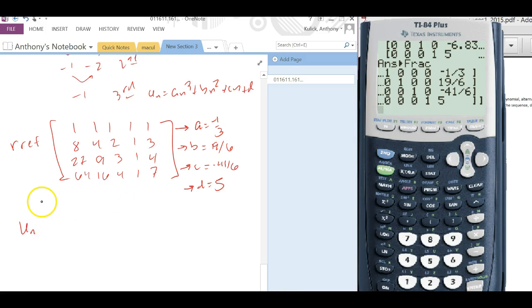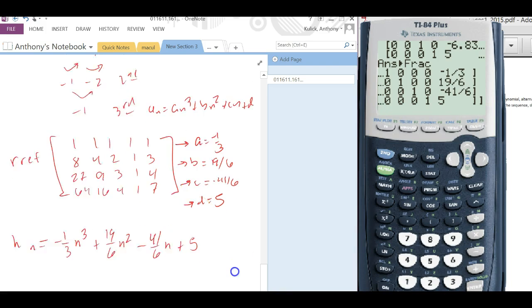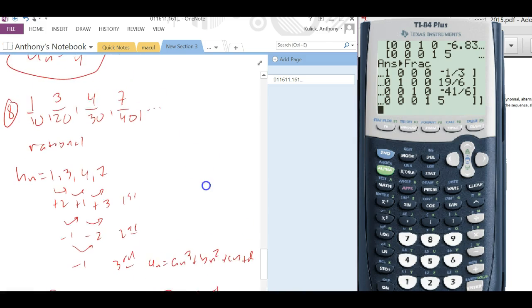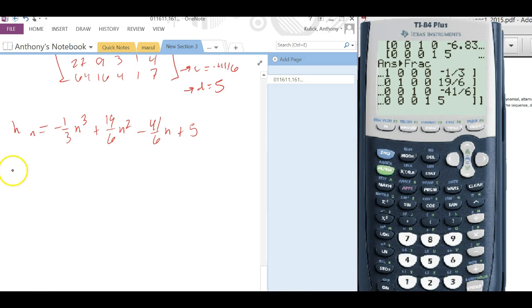So, oops, we named this one H sub n, not U sub n. So I have negative 1/3 n cubed plus 19 over 6 n squared minus 41 over 6 n plus 5. Yuck. And then my denominator sequence, well, that's considerably easier. Those are zeros. This is just an obvious arithmetic one.